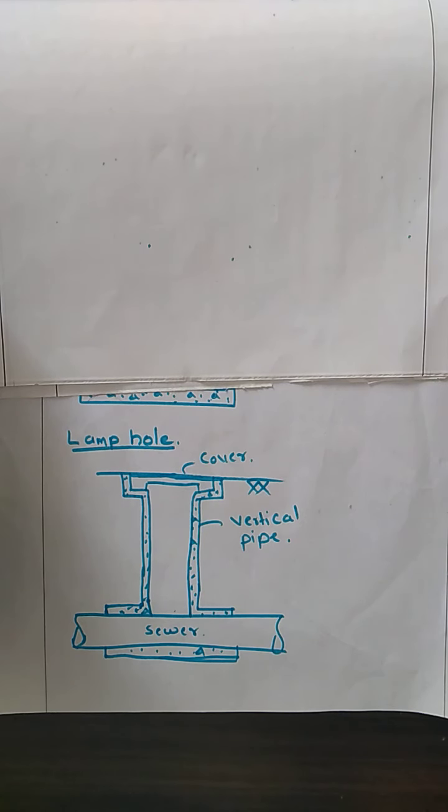Now where should these lamp holes be located? They should be located wherever there is a change in direction, wherever there is a change in gradient, or between two closely spaced manholes, wherever construction of a manhole becomes difficult. They are provided for inspection, and also for flushing and ventilation. The use of these lamp holes is nowadays becoming less, and they are obsolete nowadays.